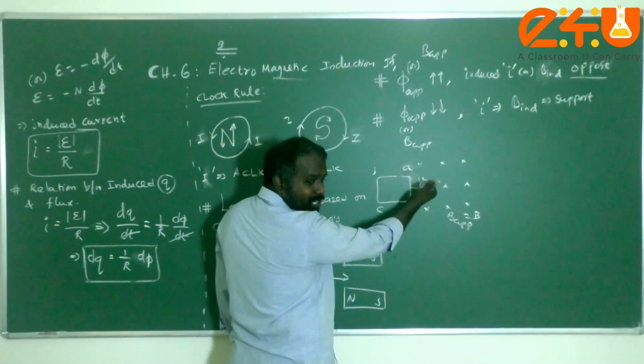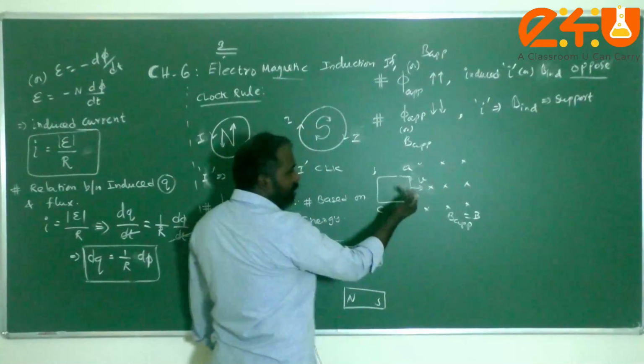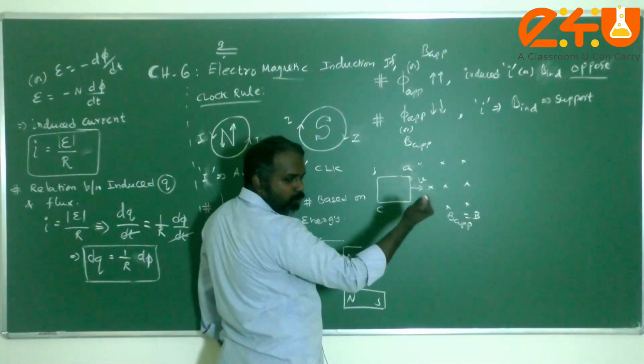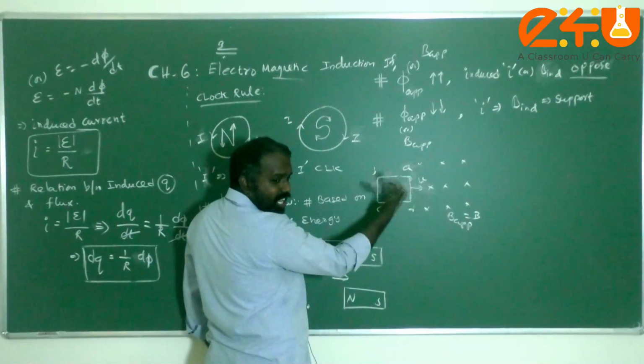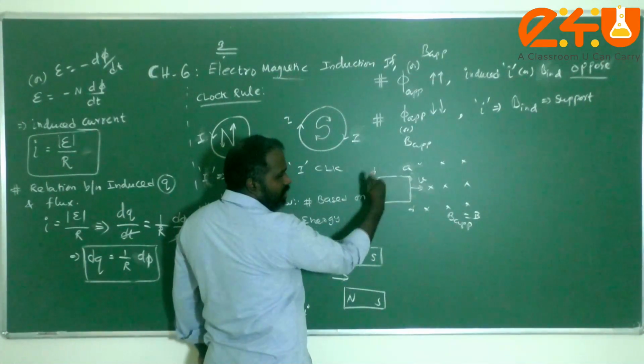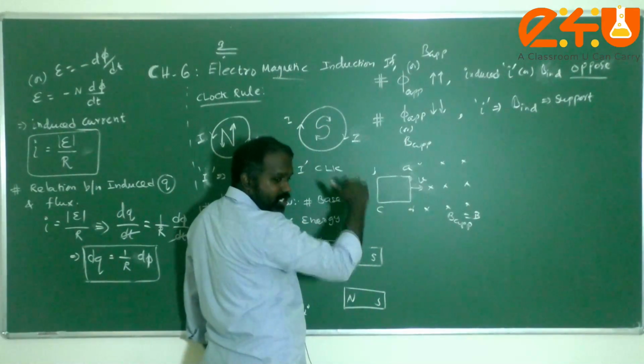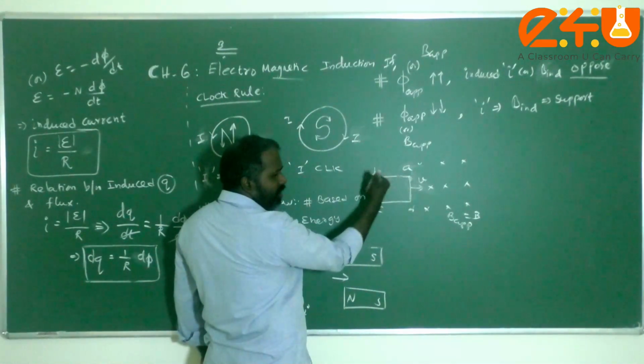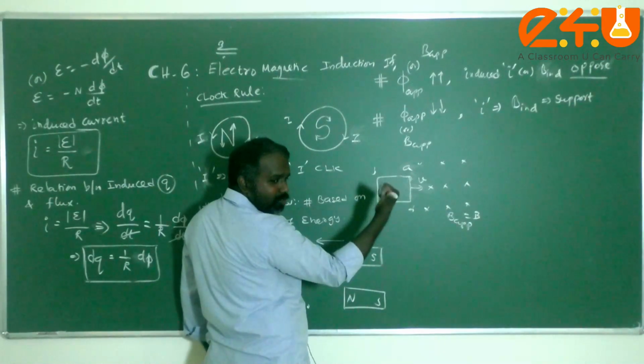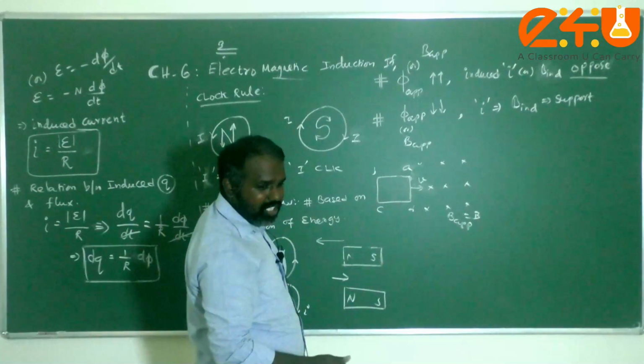The induced field should be normally outward. If the induced field should be normally outward, you just apply the right hand thumb rule, as we discussed in chapter 4. The fingers give the current direction and the thumb gives the magnetic field direction.